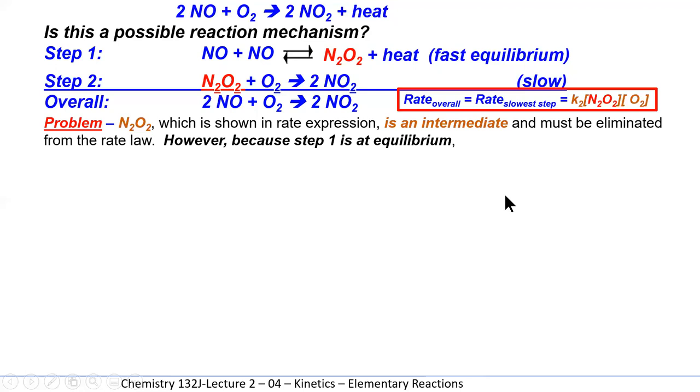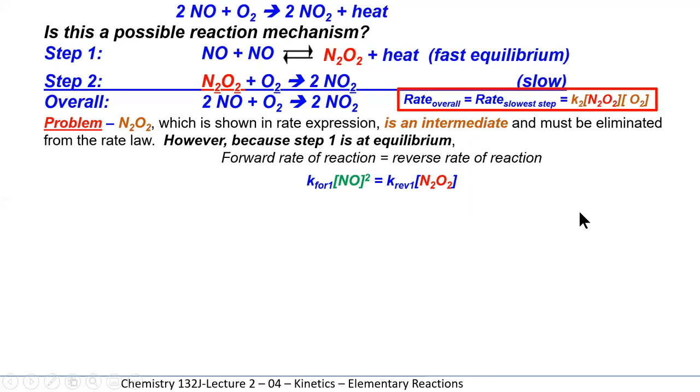Now, step one is at equilibrium, where we know the forward rate and the reverse rate are equal to each other. We know the K value of the forward rate times the concentration of NO squared is equal to the K of the reverse step times the concentration of N2O2, going in the backwards direction. This is step one again. So the K for the forward reaction divided by the K for the reverse reaction, so we're going to divide, is equal to K1, which is equal to the concentration of N2O2 divided by the concentration of NO squared.